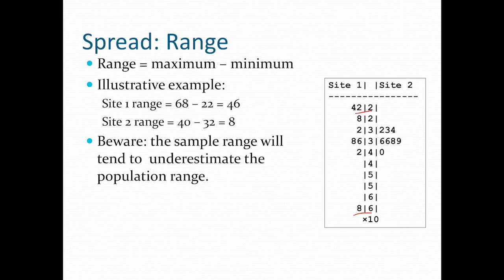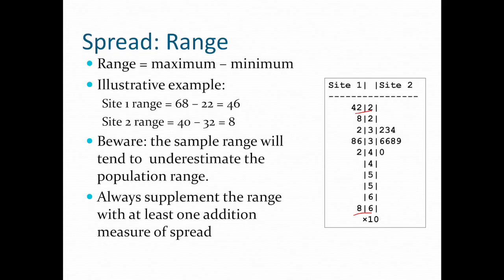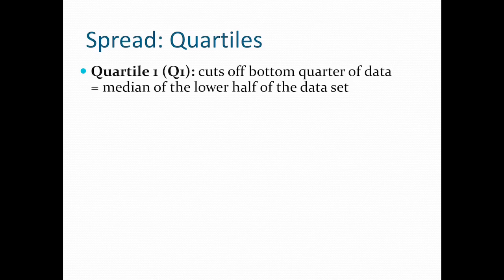Beware, the sample range will tend to underestimate the population range. Always supplement the range with at least one additional measure of spread, right? We don't always just want to report the range of a data set we have. We want to give it some other measurement of spread as well. And what we can do for that is quartiles.